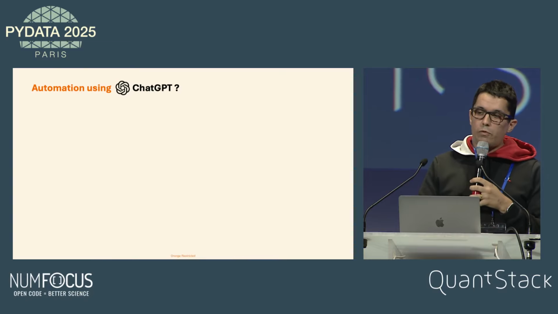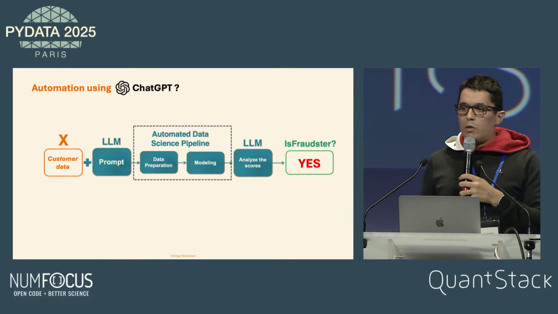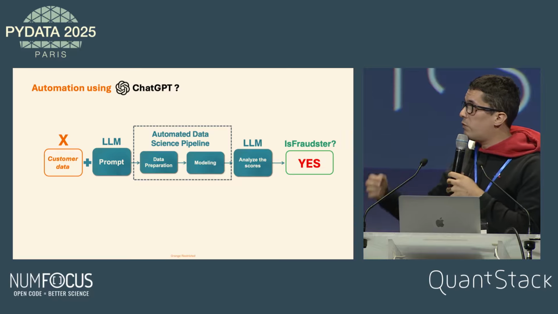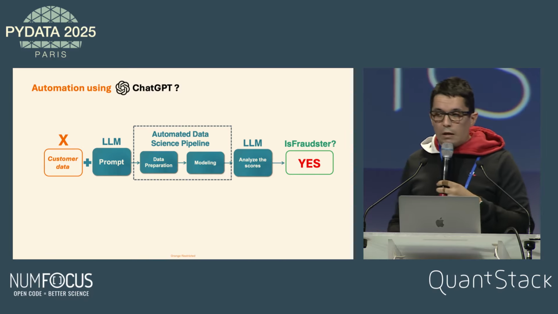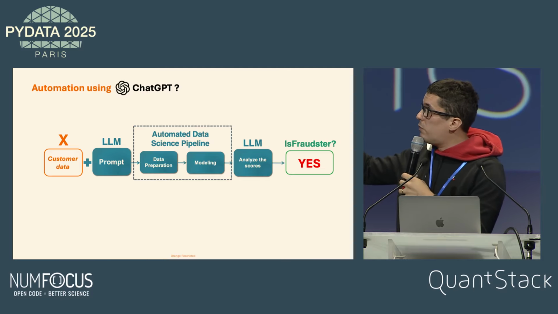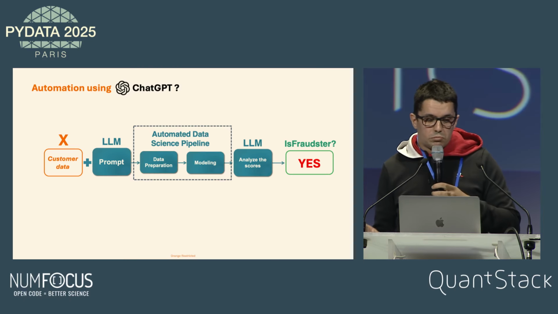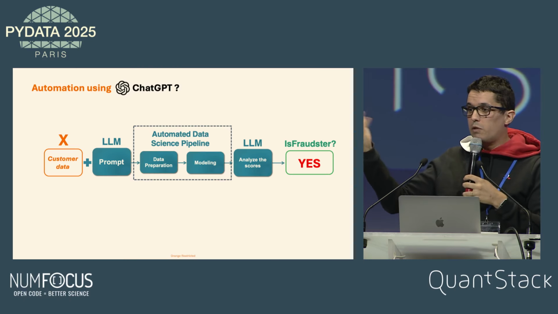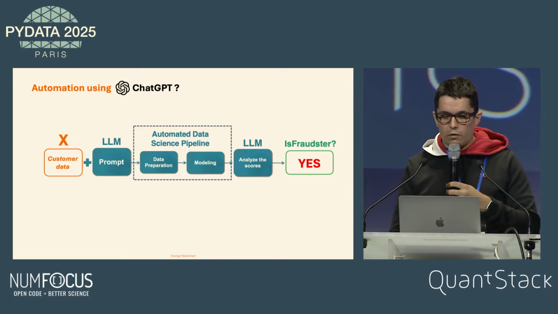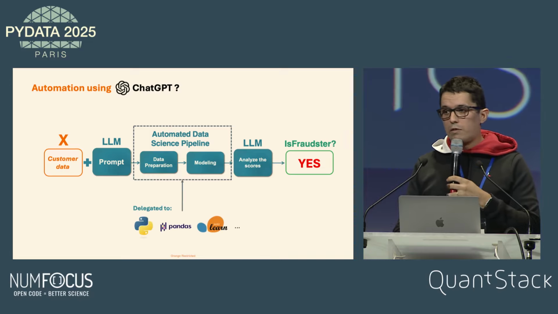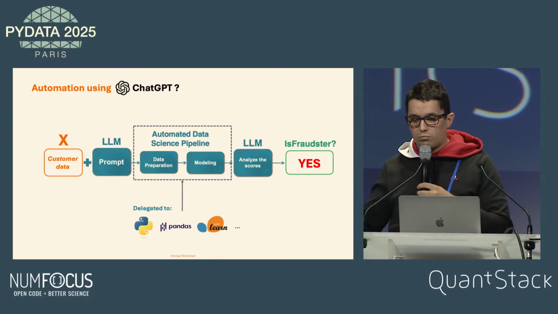So what would happen if you ask ChatGPT to analyze tabular data? Okay, so you write a prompt, you give the data, you say, okay, I want to detect the fraudsters, and so on. And it will automate all the data science pipeline. It's nice, and at the end, it will interpret the scores. But if we focus inside the black box, in fact, it will delegate all the process to standard tools.